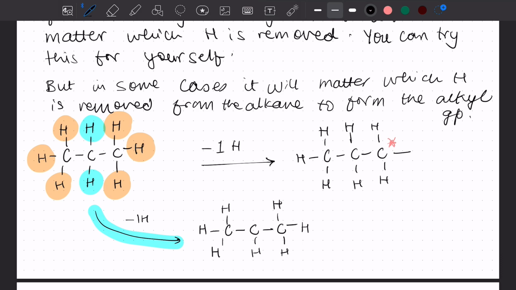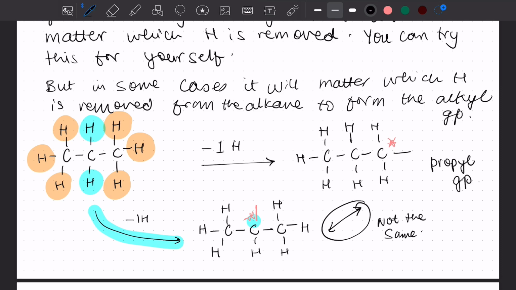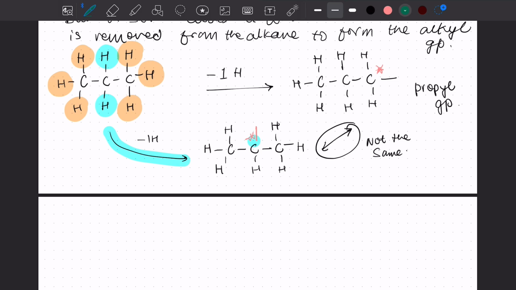And if you remove one of them, what you have now formed is not the same as the alkyl group formed earlier. This is a different alkyl group. Again, take a moment to convince yourself of the truth of this statement. This is called the propyl group, whereas this must specify which hydrogen has come out. Where would this side chain attach to the main chain? This is called the prop-2-yl, or a common name for this is isopropyl.